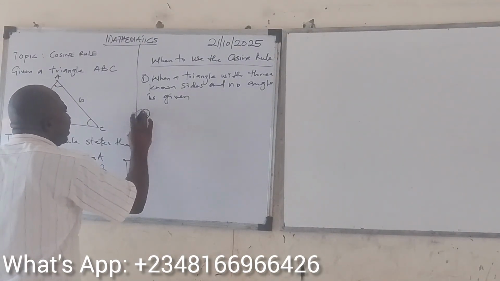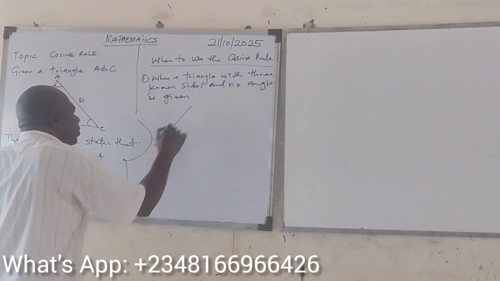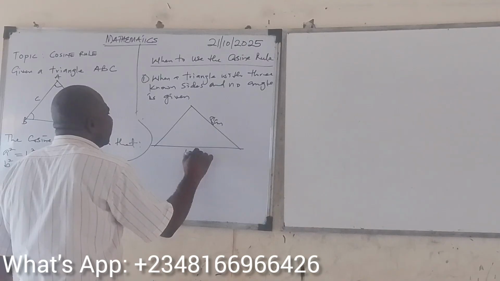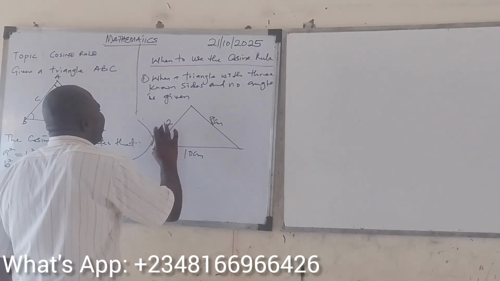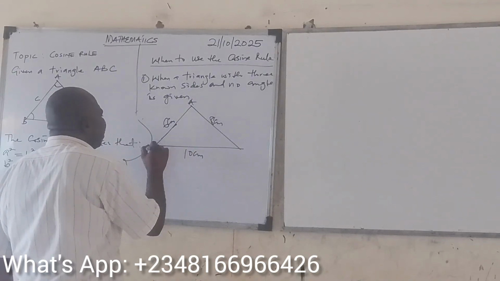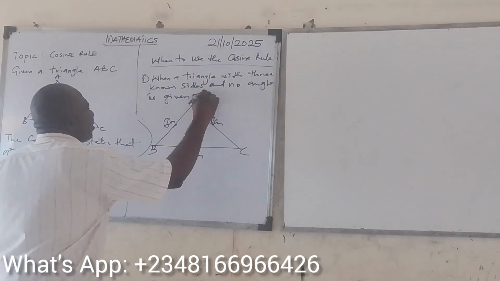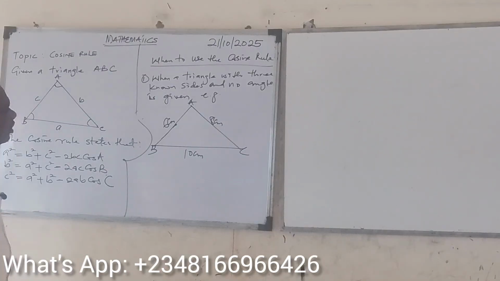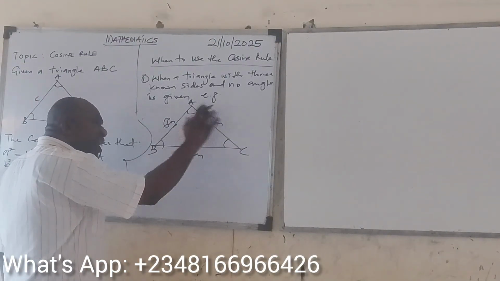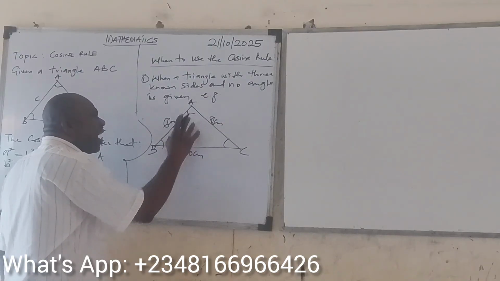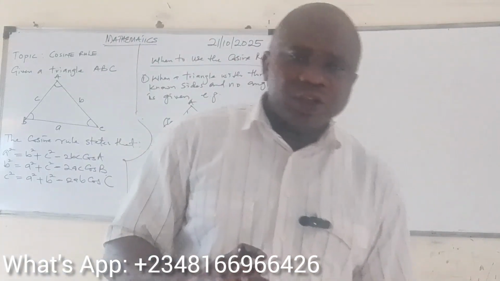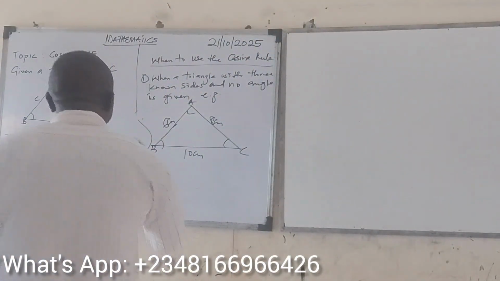Let me state an example. You have these as 8 centimeters, 10 centimeters, and here we have 6 centimeters. Yes, A, B, C. This is a case whereby we are given three sides, and no angle. Yes, given three sides with no included angle. This is the first case.